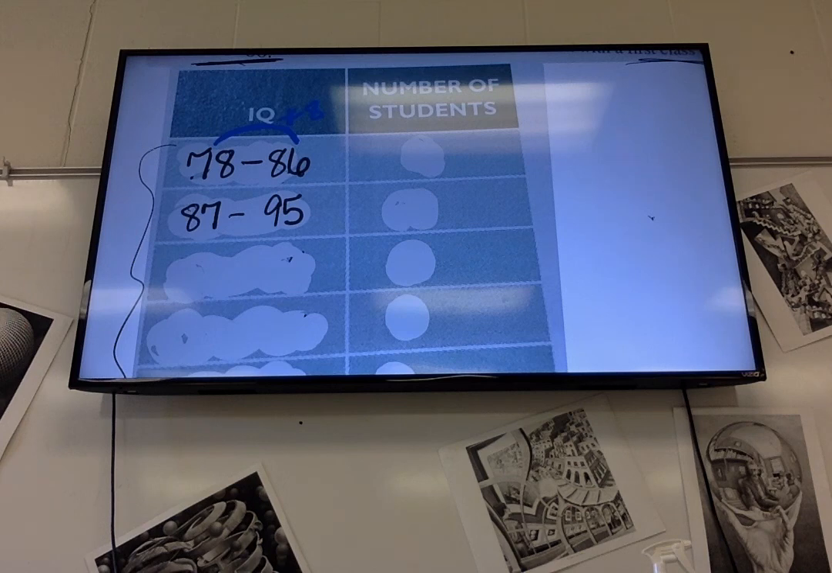So Arthur, what's the next one going to be? 96 to what? Yes, to 104. So it's the next number, 96, and then you add 8 to 96, which is 104. Bobby, what's the next one going to be? 105, 113. Hang on. Yeah, you might be right. Yes, you are right. Just kidding.